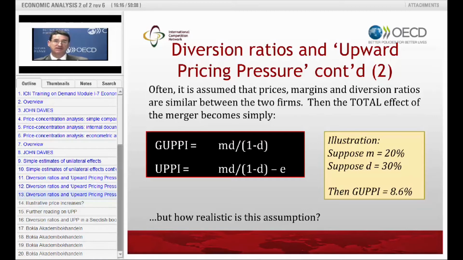But the assumptions to be able to do this, the assumptions that margins and diversion ratios are the same in both directions, are very strong indeed. Imagine having one big store and one little store. It's really rather unlikely that the diversion ratios will be the same in both directions. But this calculation does have the advantage of simplicity, and all you need are margins and diversion ratios.